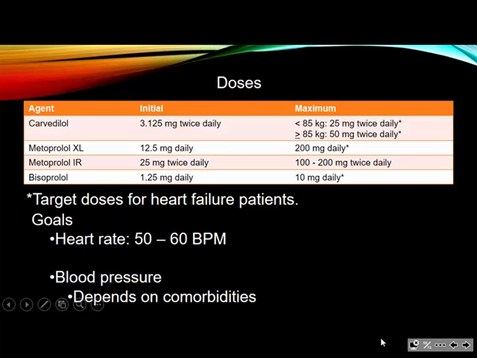So for those patients, we'll look at their blood pressure, we'll look at their heart rate, and we try to target for those patients with stable angina and those patients with acute coronary syndrome a heart rate goal of 50 to 60 beats per minute. I would circle that, so you probably see that again. And the blood pressure really depends on the comorbidities that they have.